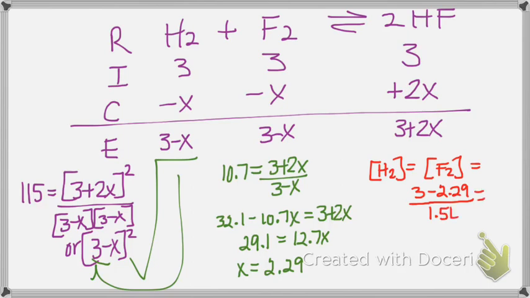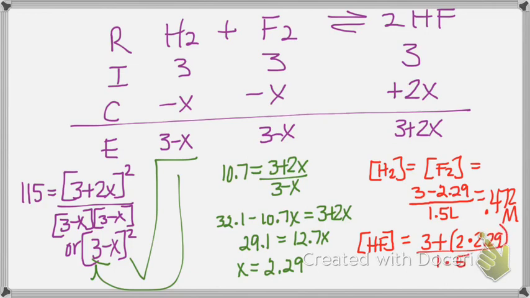And so that is equal to 0.472 molar. Now let's do our HF. That is going to be 3 plus 2 times 2.29 over 1.5. Can't forget about the 2. That's 5.056 molar. I'm going to square those. Normally I tell y'all not to square them, but that way y'all can see them.